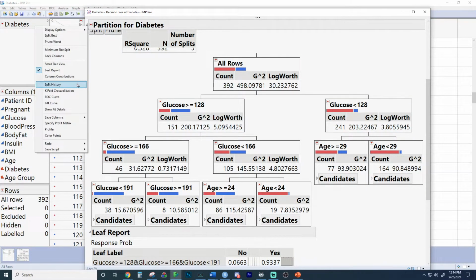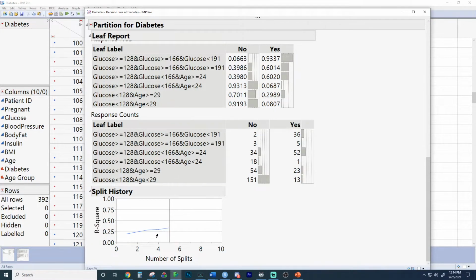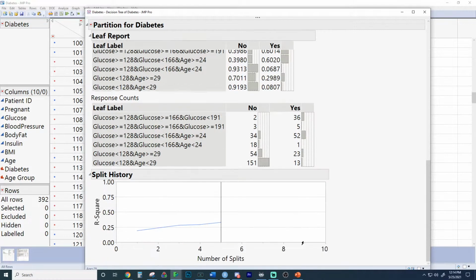The last picture we need right here is the split history. This is all under the red arrow. The split history shows us the increase to R squared. And one might argue I've split this too much.